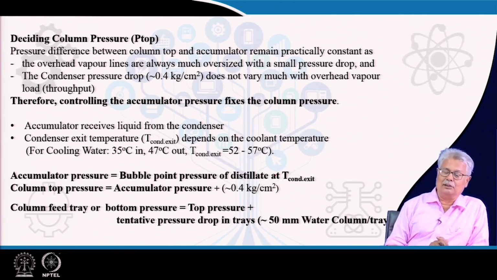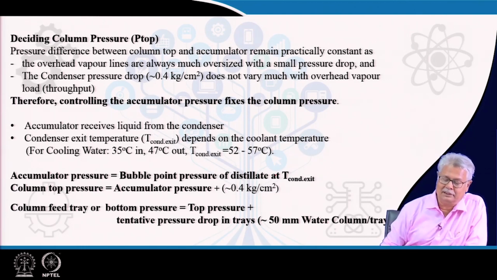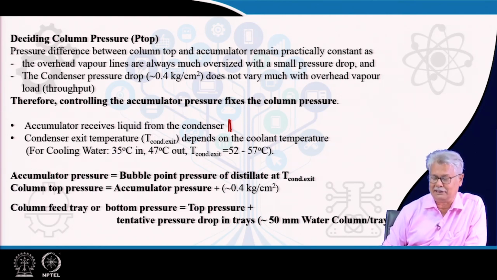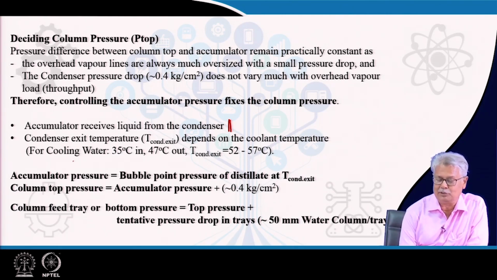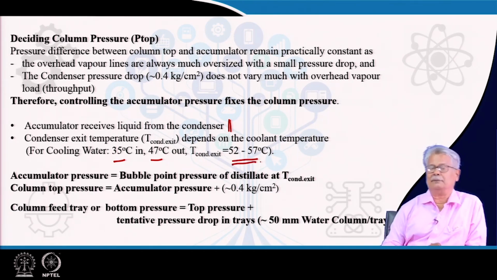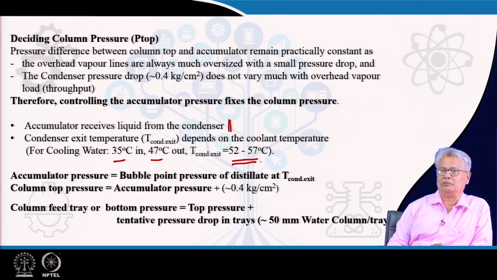Regarding the column pressure, I already have told you that the column pressure is decided primarily by a very interesting point, which is that the column receives the liquid from the condenser, and the liquid after the condenser is at a particular temperature which is decided by the coolant in the condenser. A typical example is, if it is cooling water, typically in Indian condition it will be entering at 35 and leaving at 47, and we have an adequate temperature driving force. That means, if my hot side is between the temperature of 52 to 57 degrees centigrade.